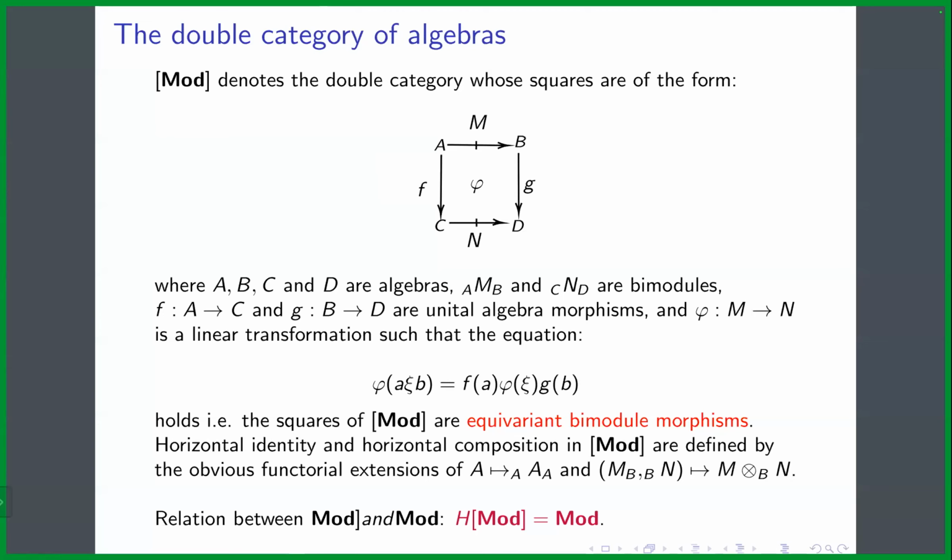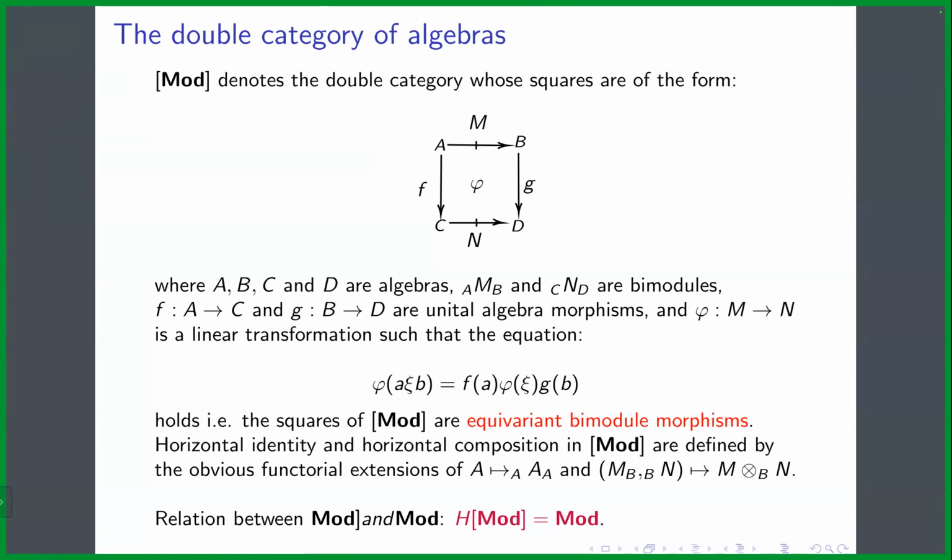So what is the relation between bracketed Mod and Mod? It turns out that the horizontal bicategory of bracketed Mod is the bicategory Mod. This H of bracketed Mod means that we just consider the globular squares of the double category bracketed Mod, so the squares as above, where the vertical arrows are identities. And so that becomes a bicategory, and we can identify the bicategory Mod with that bicategory.